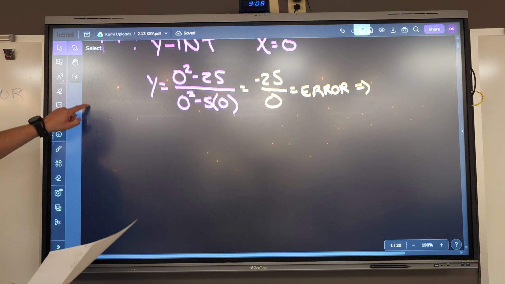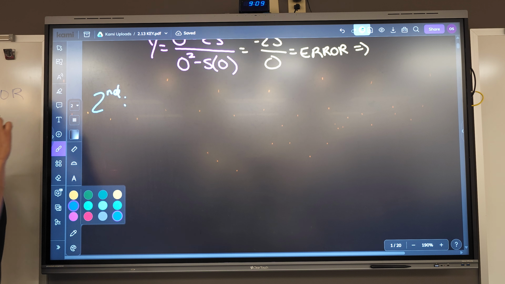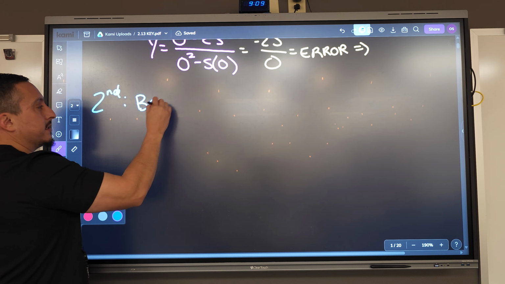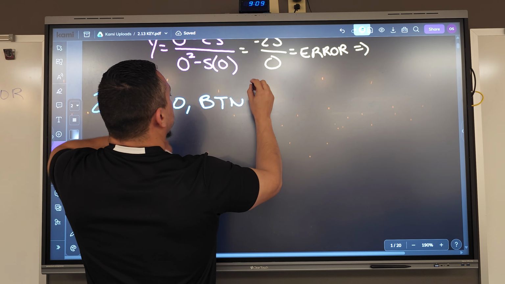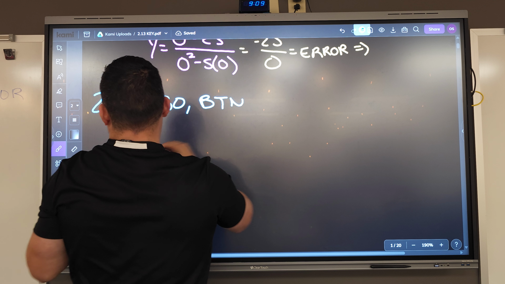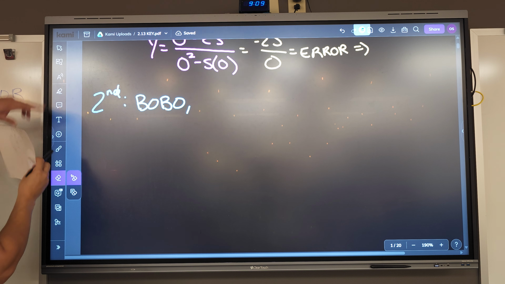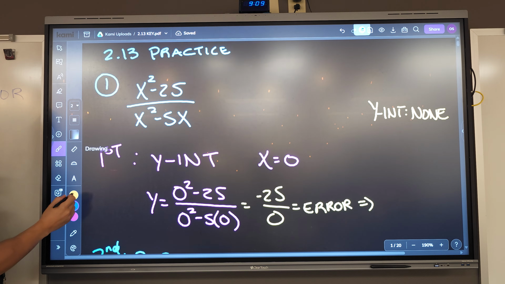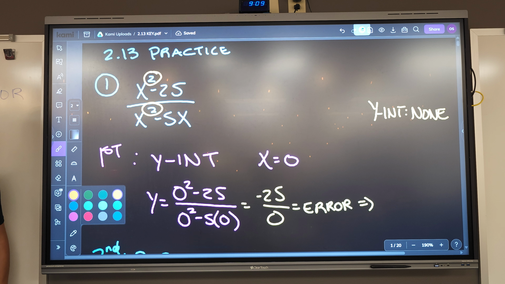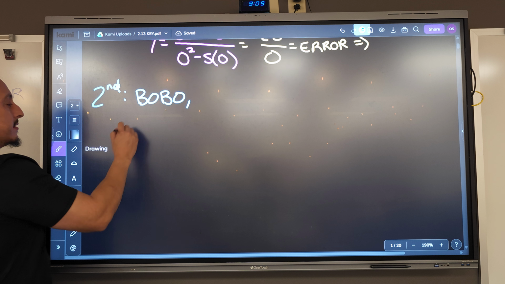Always, so I would do the y-intercept first, and then what I suggest you do second is BOBO, BOTN, and BETSY. Okay. So that's what I suggest: BOBO, BOTN, bottom bigger, bottom, top. So let's look and see what this is. Okay. So we have the top is the same as the bottom. Betsy, right? So this is a Betsy problem. Okay. So this is a Betsy.